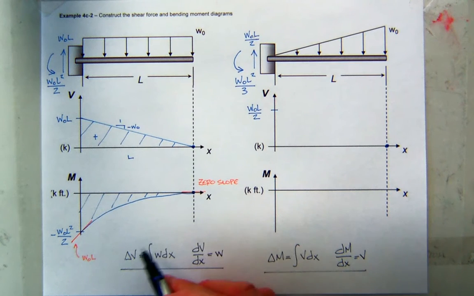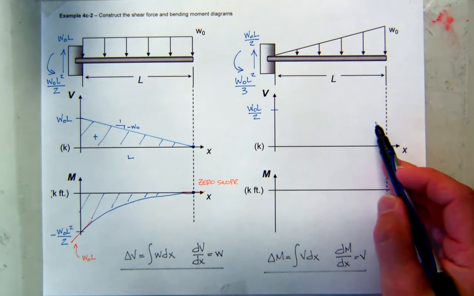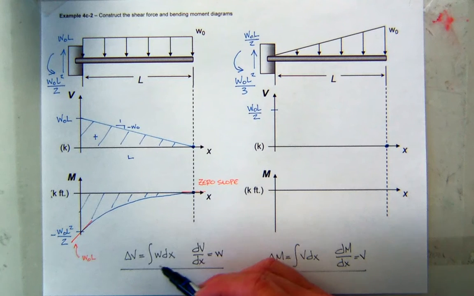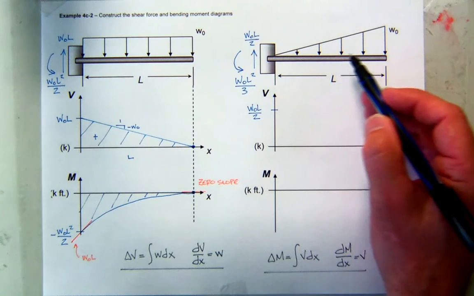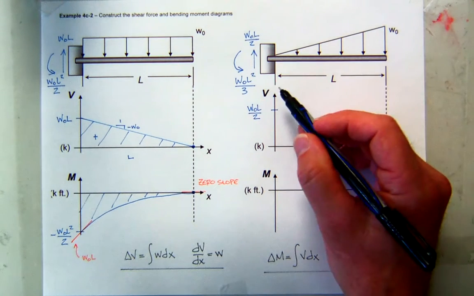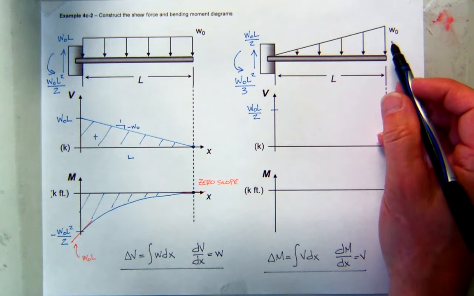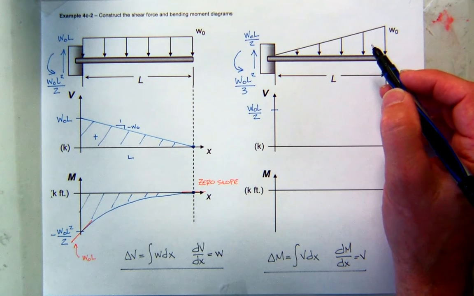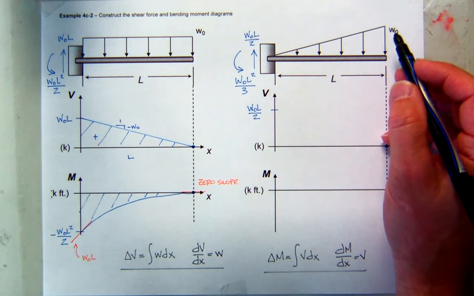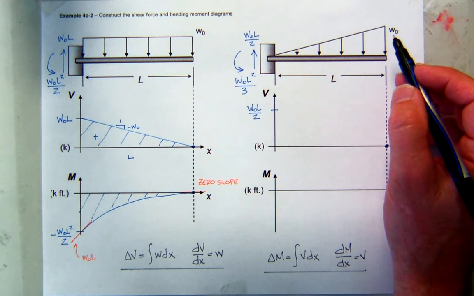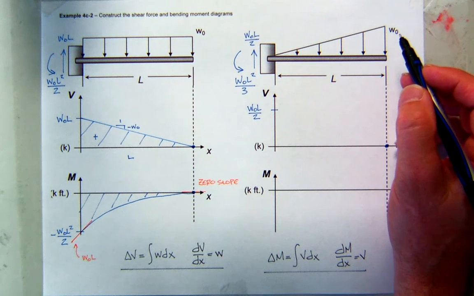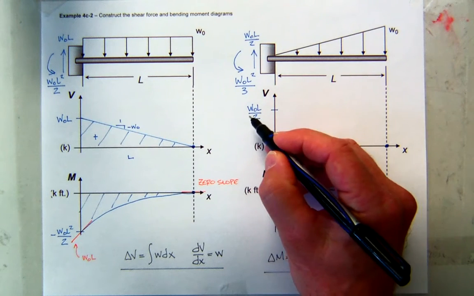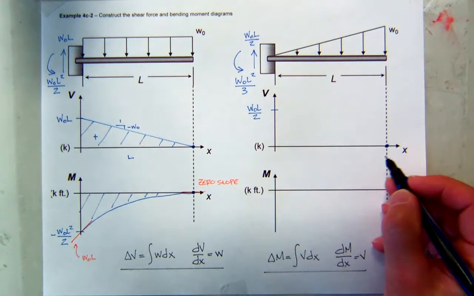The change in shear between these 2 points should be the area of the load curve. Is it? What's the area of my load curve? Well, it's triangular, so 1/2 base times height. And that's positive or negative area? Negative. It's negative because the load is negative. So it'll be negative W naught L over 2. So if you start with a positive W naught L over 2 and you add that negative value to it, you do get the 0. So that's good.